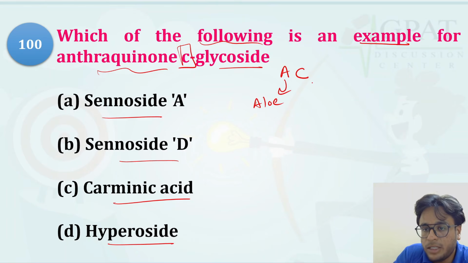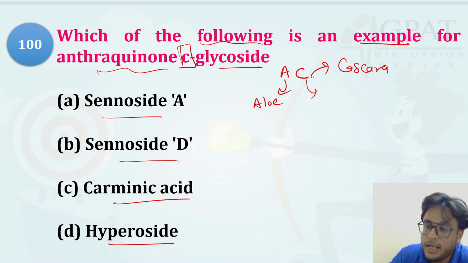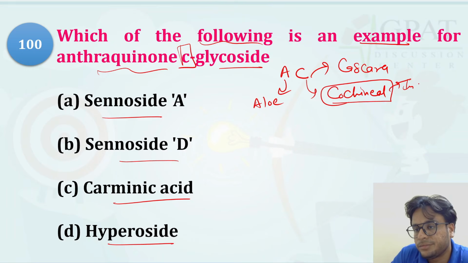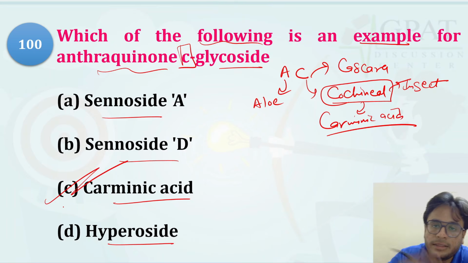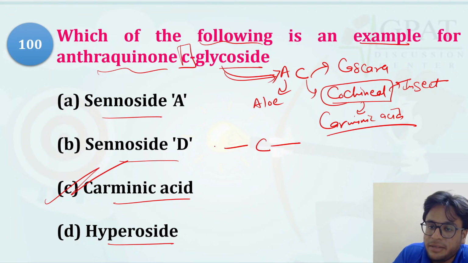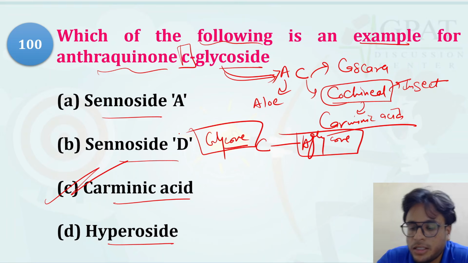A is mainly stand for aloe, C is mainly stand for cascara, and cochineal is also a representative of C type. The cochineal is a kind of insect that will mainly produce what? Carminic acid. So yes, option C, the carminic acid, is an example of what kind of glycoside? C glycosides, that will have a C linkage in between their glycon part and their aglycon part. Okay, so C is going to be the answer.